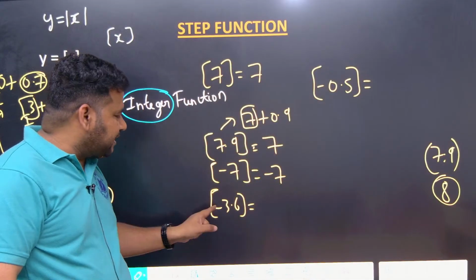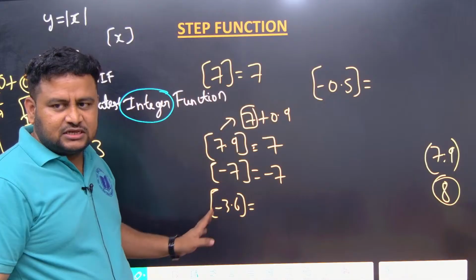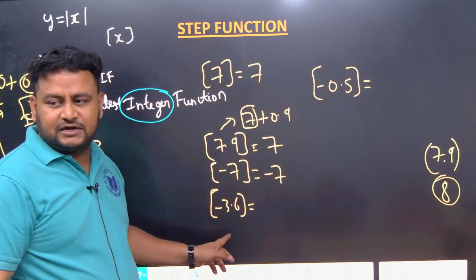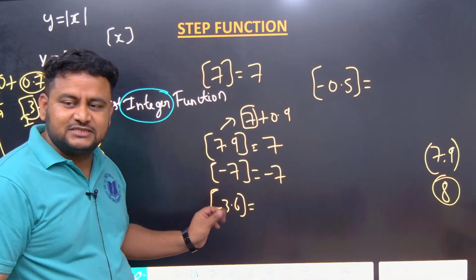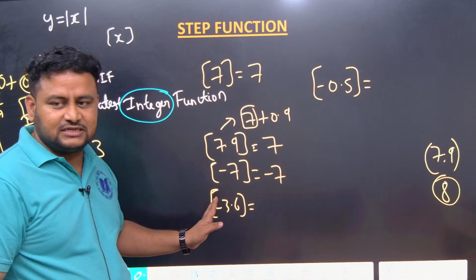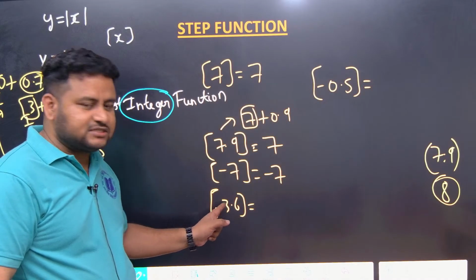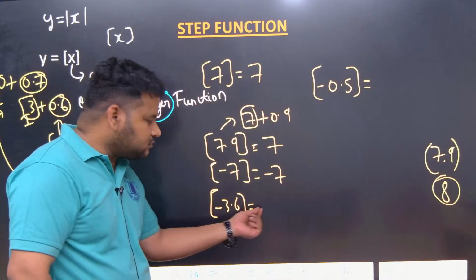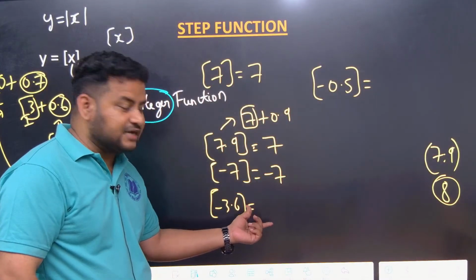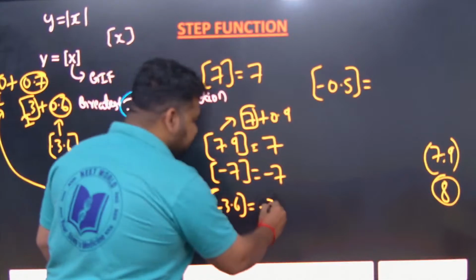Okay. Now when we have minus 3.6, what will you write as the answer? You will say the answer is minus 3. But it is wrong. Minus 3 is not the answer. Here you have to understand, minus 3.6 you will write as minus 4. The correct answer is minus 4. If you write minus 3, it is wrong.